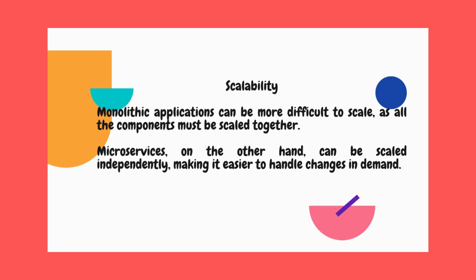When you come to microservices, on the other hand, you can scale independently. Say there are around 100 functions, and out of those, three or four functions have to be released because of a bug fix. Then you can go ahead and do it, and you don't need to care about the other services. That's one of the key features of microservices. Microservices can scale independently, making it easier to handle changes in demand.